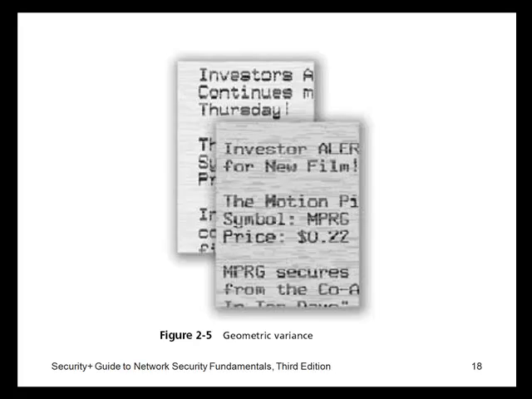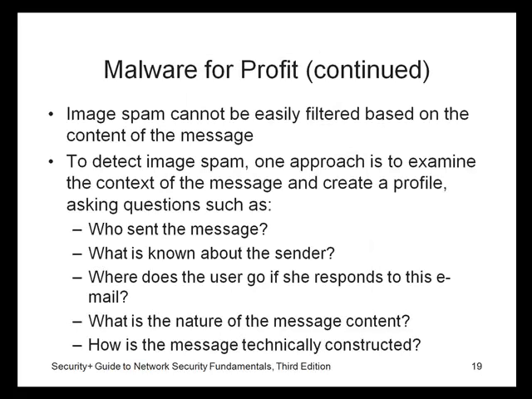And this is the geometric variance. Malware for profit, the image spam can't be easily detected. To detect image spam, one approach is to examine who sent the message, what's known about the server, and where the user goes if he or she responds to the email. Look at the links before you click on them.